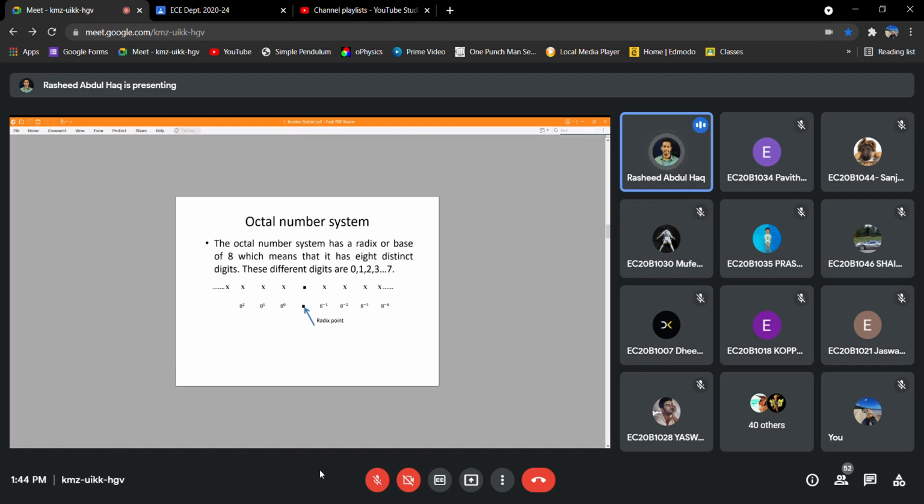Now I will go back to the octal. Octal is very similar to binary, decimal, and hexadecimal. The weight calculation is similar, but here the digits used will be from 0 to 7 only. The maximum value of any digit will be 7. When it comes to hexa, it will be F. When it comes to decimal, it will be 9. And when it comes to binary, it will be 1. I hope you are clear with that.